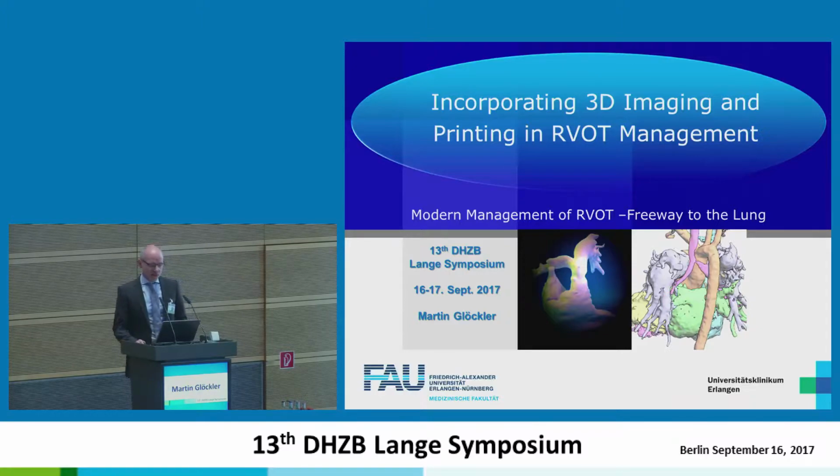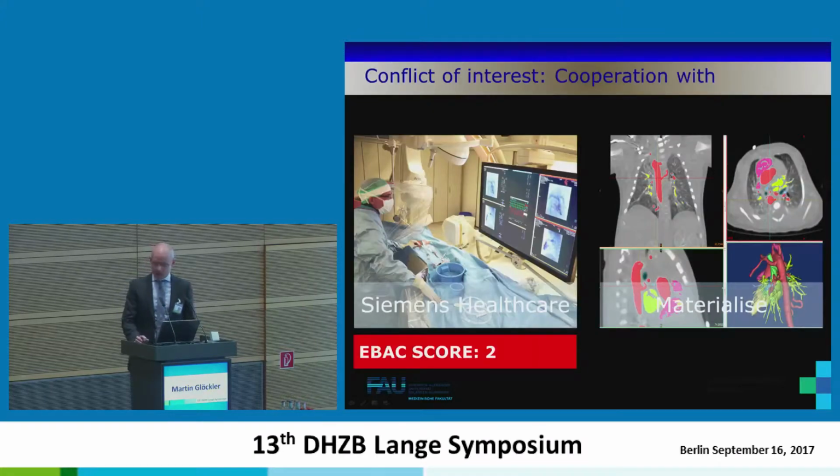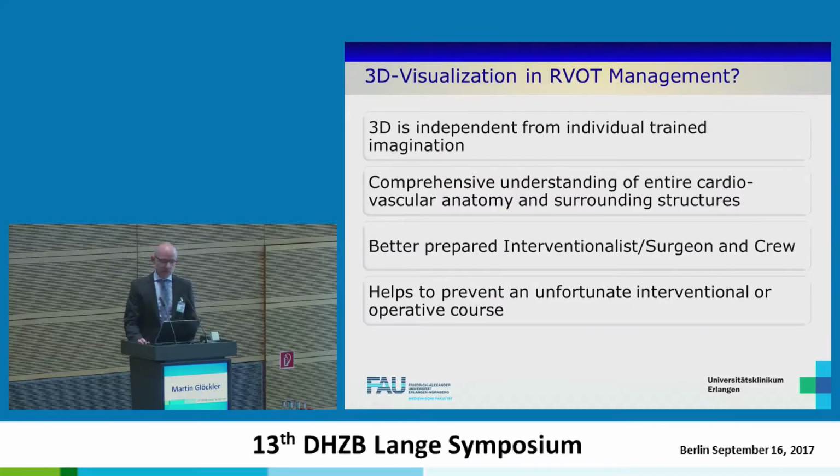I would like to talk about possible ways to integrate 3D imaging and printing in RVOT management. These are my disclosures. 3D imaging means using already available imaging data and presenting them plastically in a natural way, the way we capture things in normal life, so everyone can decode this information and the whole team is at the same state of knowledge.